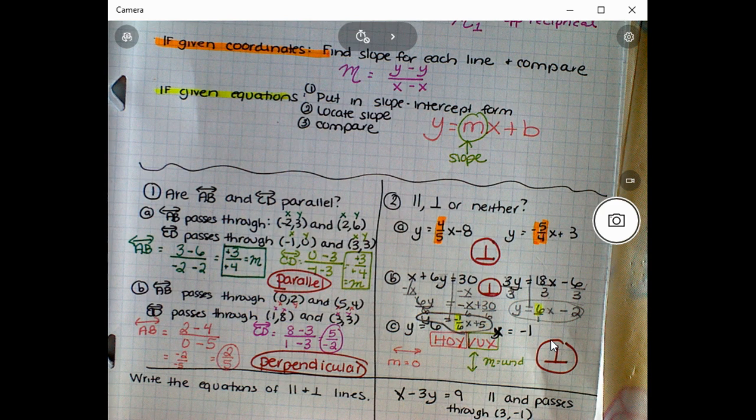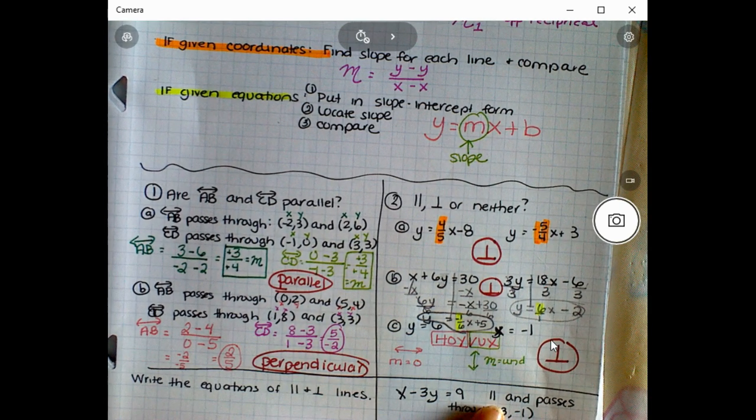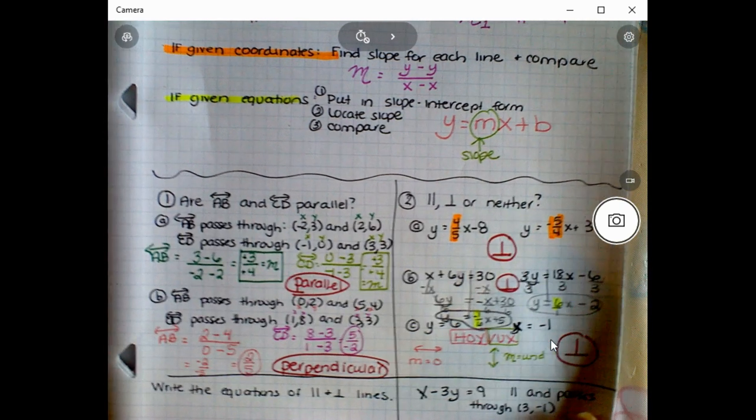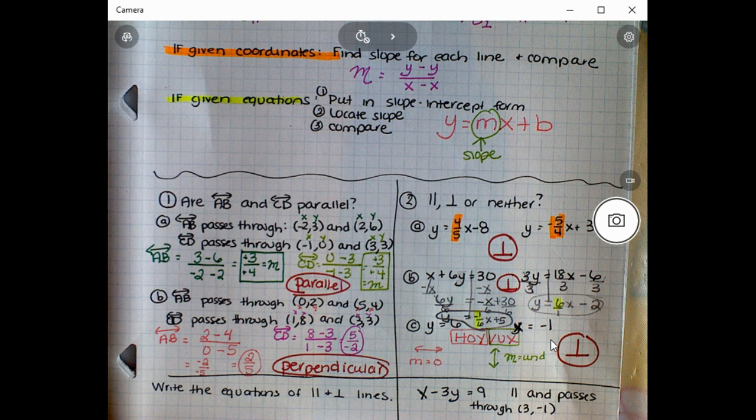Okay? I think I'm going to stop there because that got long. I'll probably make another video about this problem here at the bottom. So don't worry about that one right now. Right now, I just want you to be able to tell if lines are parallel, perpendicular, or neither, whether you're given points or you're given equations.